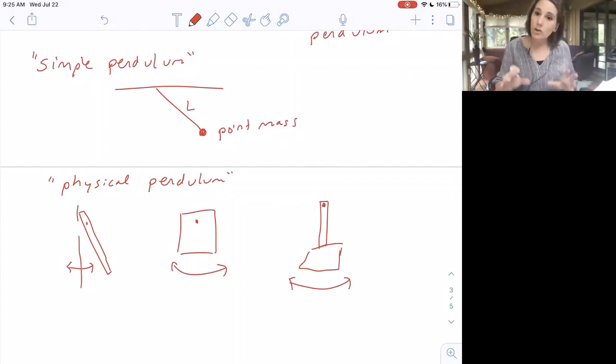This equation works for both. For the simple pendulum, you can still figure out what the mass of the system is, what the moment of inertia of a point mass relative to your pivot point up here is, where the location of the center of mass is, etc. So that equation is very general, and applies to both physical and simple pendulums.